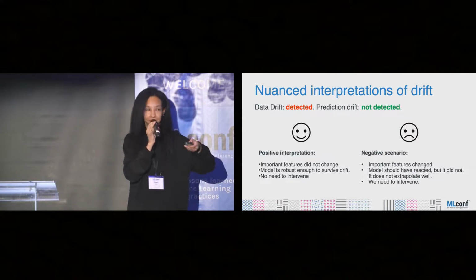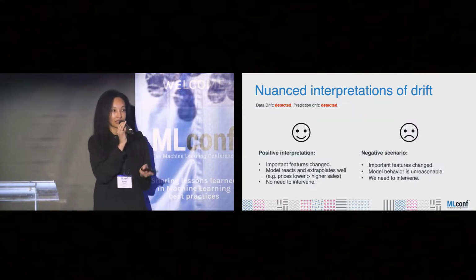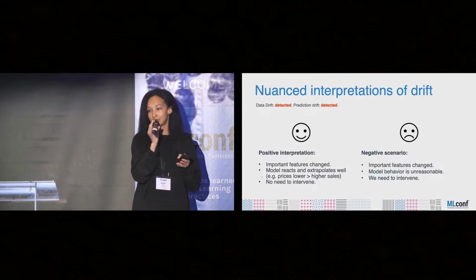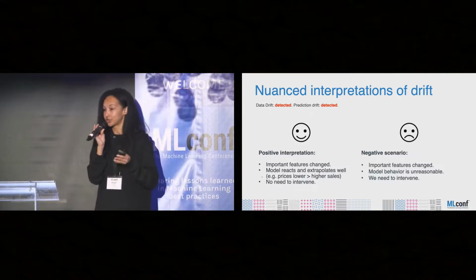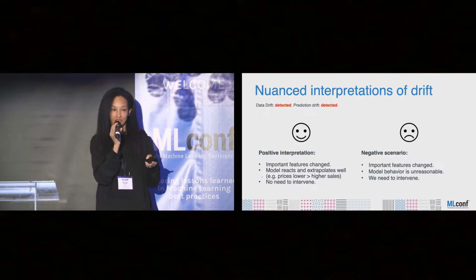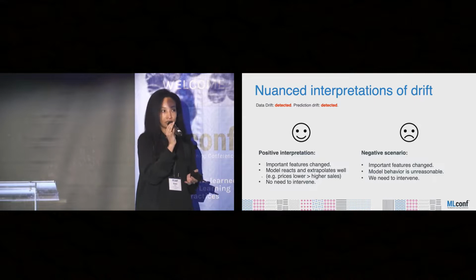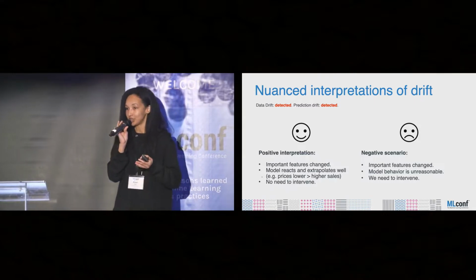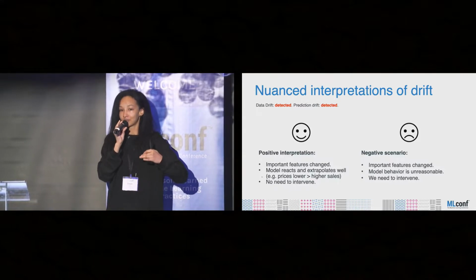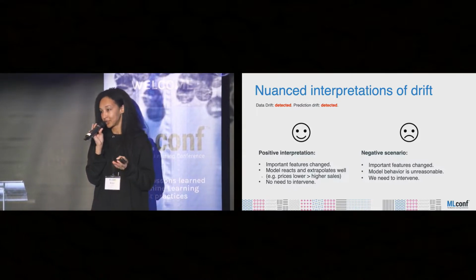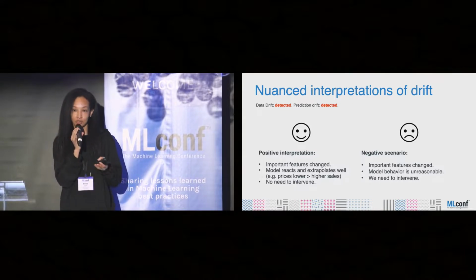So this is the negative interpretation of data drift. And another scenario, for example: data drift is detected on top of the features, and data drift is detected on top of model predictions. So predictions and features have changed. So here can be a positive scenario, actually. For example, if you see that some important features changed, for example, some prices got lower, and the model started to predict higher sales. That's logical enough, right? So probably the model can extrapolate well, and we can continue to use this model.